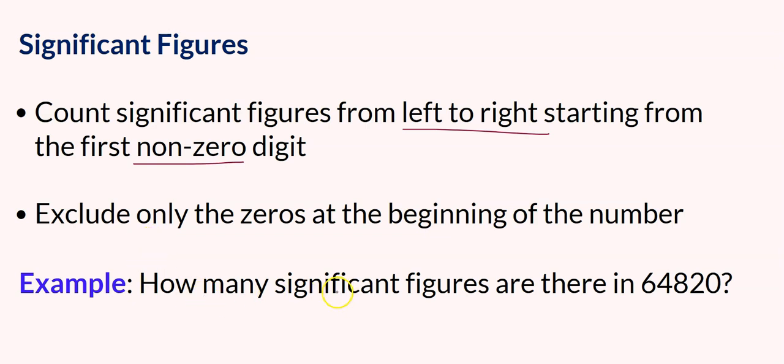How many significant figures are there in 64820? Like I said earlier, we're going to start from the left and count all the way to the right. So let's look at our first digit. It's a 6, it's not a 0, so we count it. So this is going to be 1, 2, 3, 4, 5. This tells us that we have 5 significant figures.